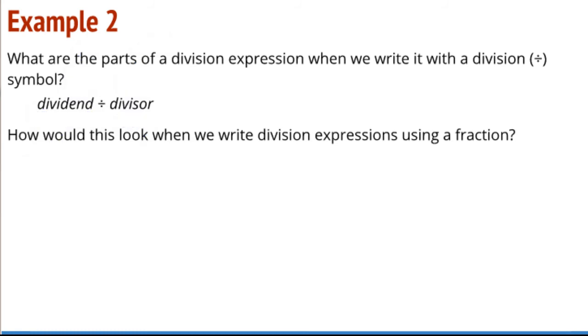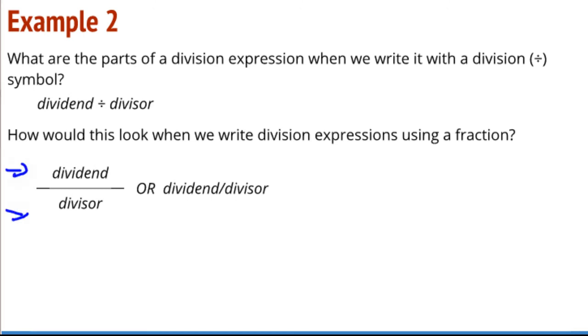When we write these as a fraction, they look like this. The dividend is the numerator, the divisor is the denominator. Or, writing it in a horizontal form, this is a vertical form here, here we are writing it horizontally, the dividend comes first and the divisor comes second.